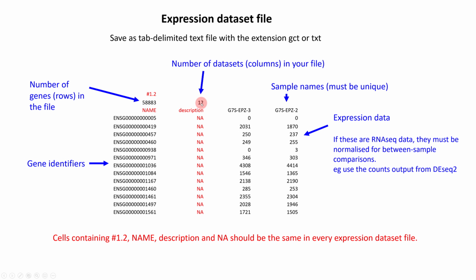The next cell on this row tells the software how many data sets you have, or how many columns. In this case I had 12 columns, so here this would be the first one, 2, and then the rest of the 12 I'm not showing.